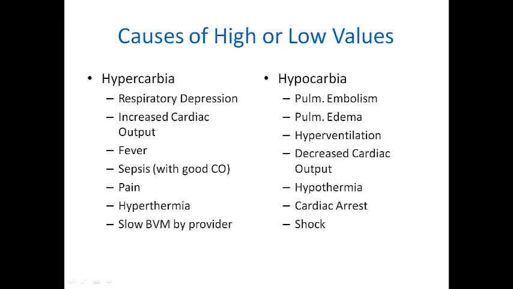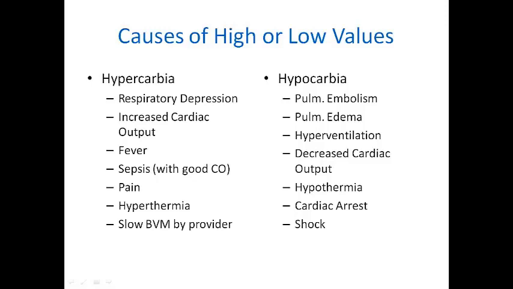For hypercarbia, respiratory depression is a common culprit. Respiratory depression means that your patient is breathing less frequently, but they're still creating the CO2 in the body. Since they're still creating the CO2, but we're not blowing it off at the rate that we would expect, the CO2 is retained and their CO2 value will be higher.